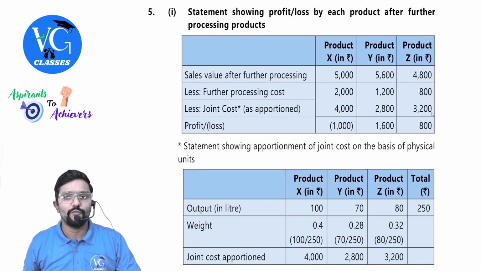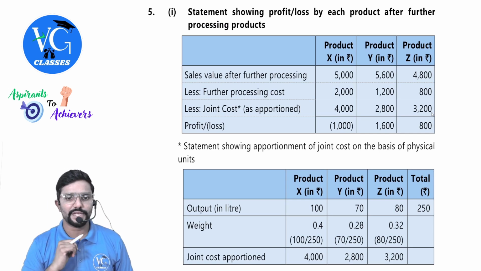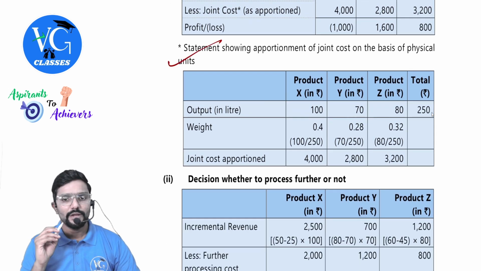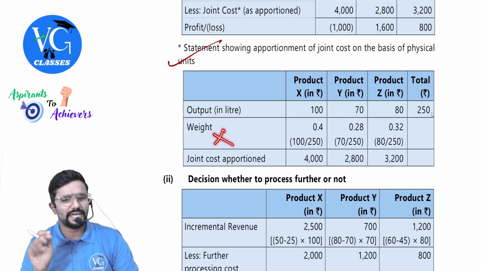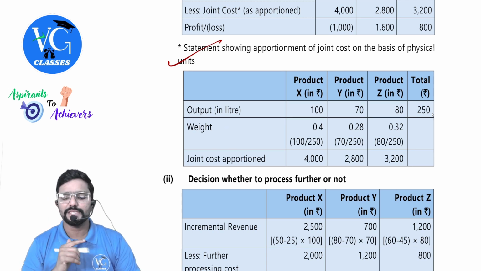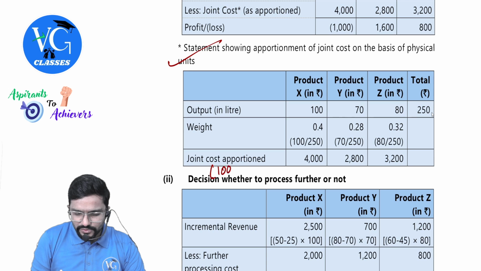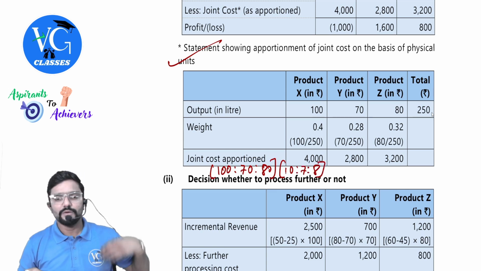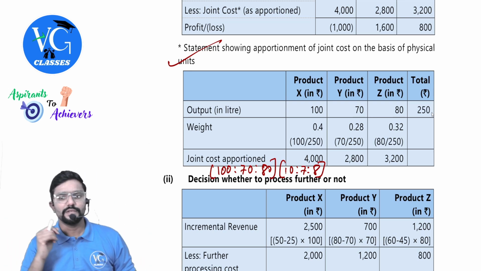Question number 5, solution. Statement showing profit or loss by each product after further processing. First, do the apportionment, which they have done as a working note. Output 100, 70, 80. Weight and all not required. Straight away go with apportionment. Take the ratio: 100 is to 70 is to 80. I will simplify: 10 is to 7 is to 8. So the total comes to 25.